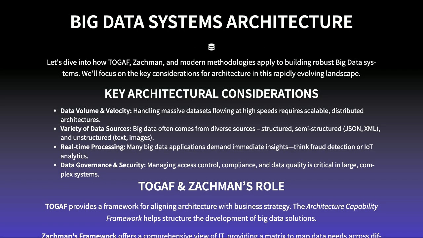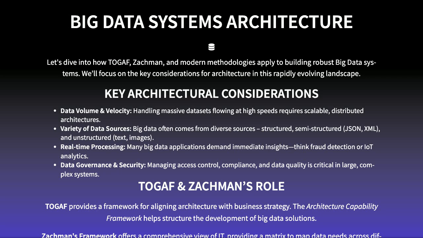Okay, let's talk about building big data systems. These architectures are all about handling massive amounts of information, think terabytes, even petabytes. We need to consider the sheer volume and speed at which this data is coming in, along with the different types of sources it's coming from. It's not just numbers, we're dealing with text, images, and everything in between. TOGAF helps us keep these systems aligned with our overall business goals, while Zachman's framework gives us a really broad view, thinking about all the different angles of what data means and how it should be used.